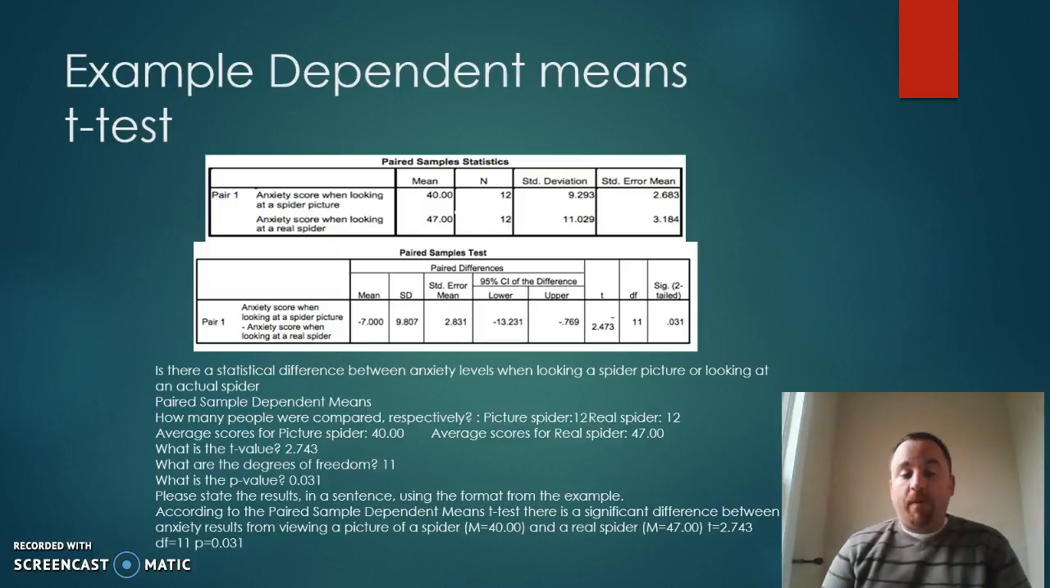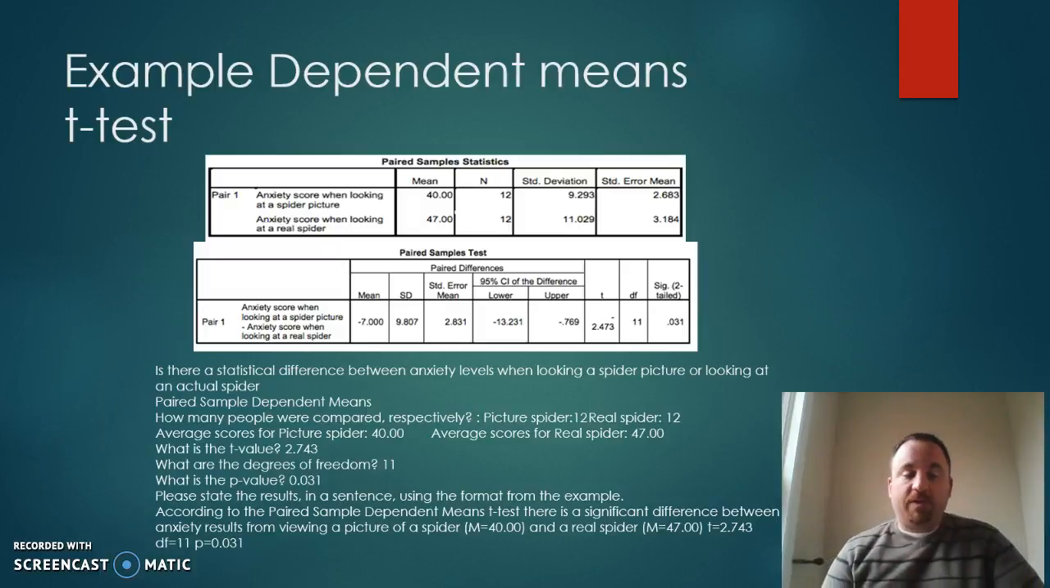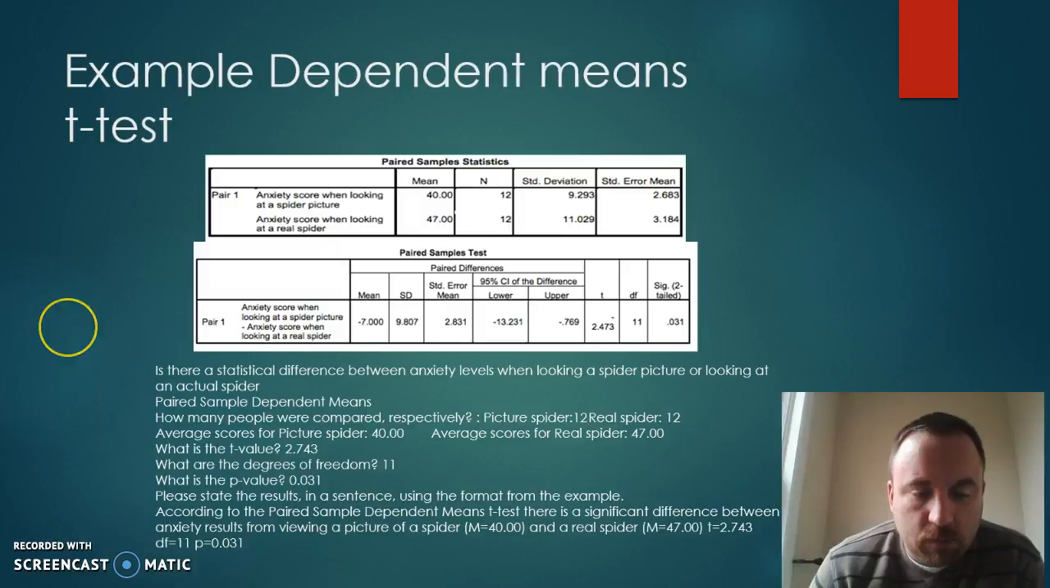It says how many people were compared. Again, we're going to go up to our N. That's our population. There were 12 people that were tested. One was shown a picture of a spider, and then again shown an actual spider, and then their anxiety levels were calculated. So it says 12 people were in the sample. The average score for the picture spider was 40, and the average score for a real spider was 47.